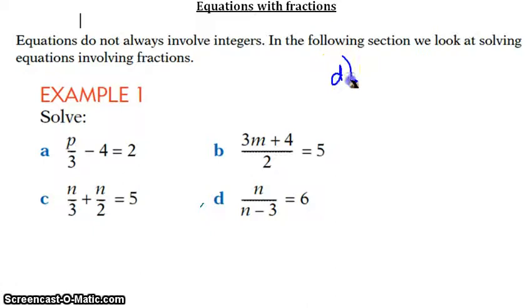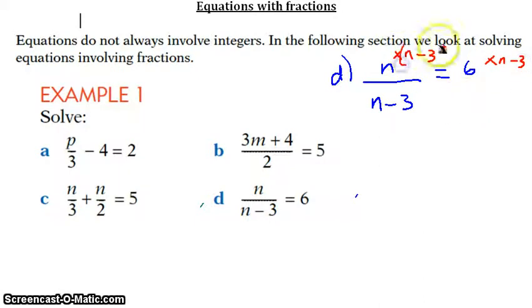Question D. It says n over n minus 3 equals 6. Okay. Now what do we normally do when we have something on the bottom of a fraction? Well, what we normally do is we times both sides by that thing. Okay, so pretend this was a 5 here, we times both things by 5. But it's not a 5, it says n minus 3. So all I'm going to do is times both sides by n minus 3. Okay, and I'm going to put that in brackets to help you know you need to expand.